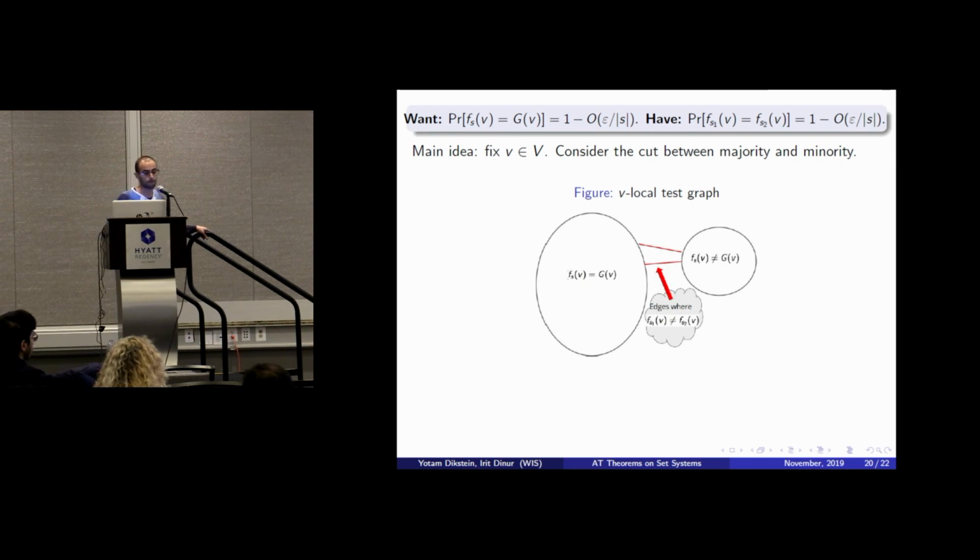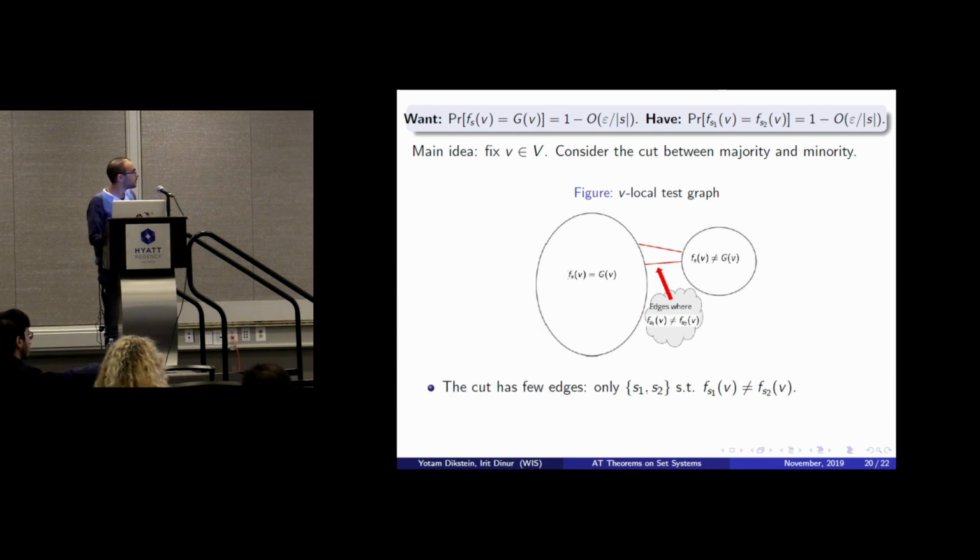Let's see why. Let's fix a typical vertex here and look at its local test graph. In this test graph, we construct a cut where on one side of the cut, we put all the sets whose local functions agree with the majority. And on the other side, of course, the sets that disagree with the majority, namely the minority. Okay?